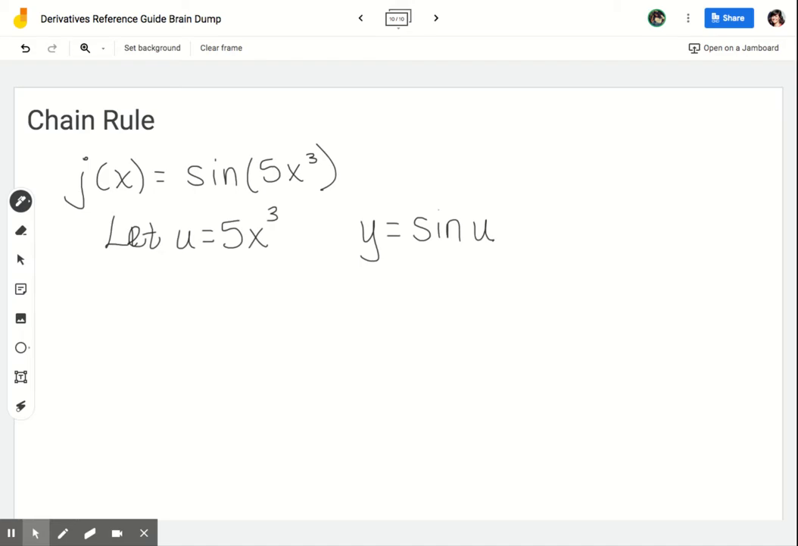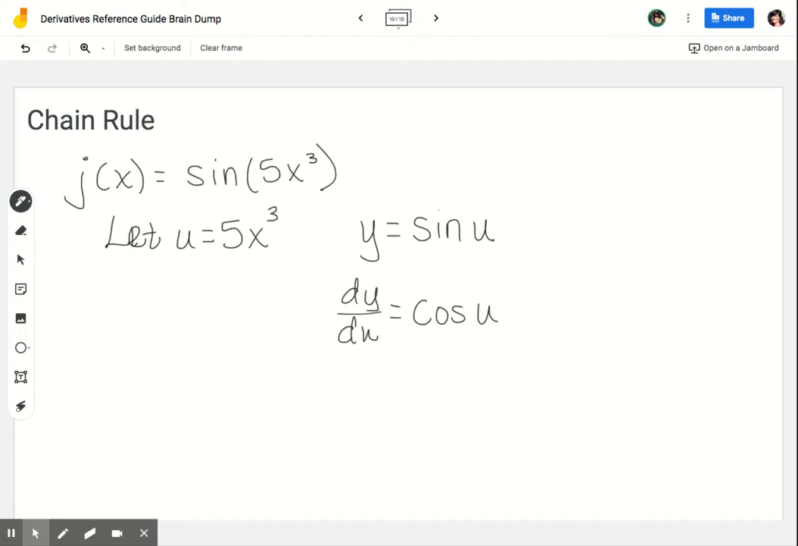Now, in terms of our derivative notation, if we're going to take the derivative of y equals sine u, we're not taking dy dx, we're taking dy du. So how is y changing with respect to u? So as u changes. It's just a simple way of saying because u is the input and y is the output, we don't want dy dx, we want dy du. And the derivative there would be cosine u.